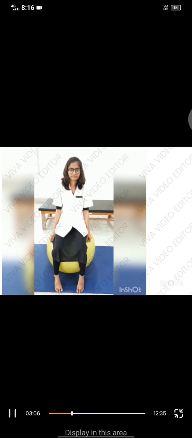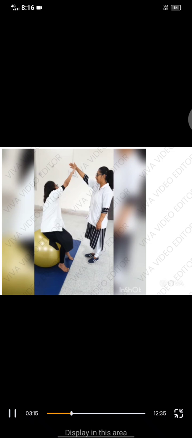Sitting on a dynamic surface. Now, there is a progression in sitting from a stable surface to a dynamic surface. In this, the subject is asked to sit on a vestibular ball while both hands are at the side and try to maintain a balance. Now, reach out on a dynamic surface. In this, the subject is asked to sit on a vestibular ball while trying to reach the therapist's hand. The therapist tries to move the hand in various directions while the subject tries to maintain a balance.